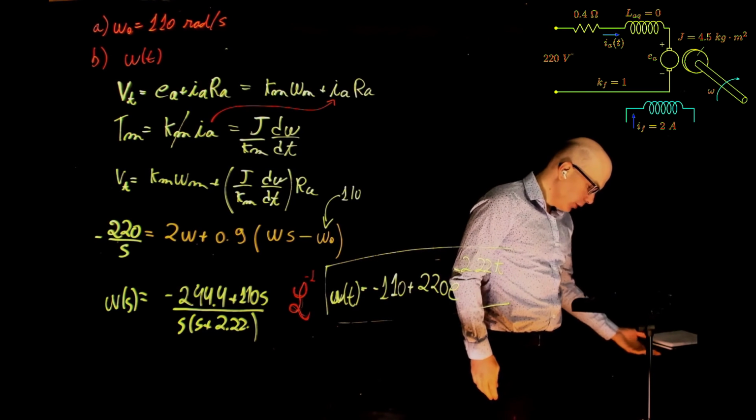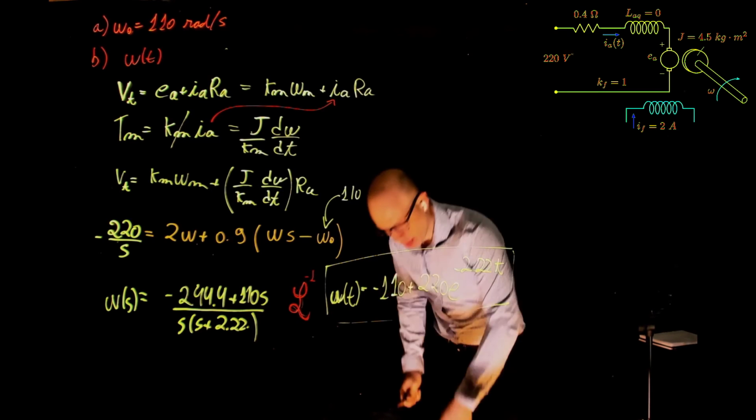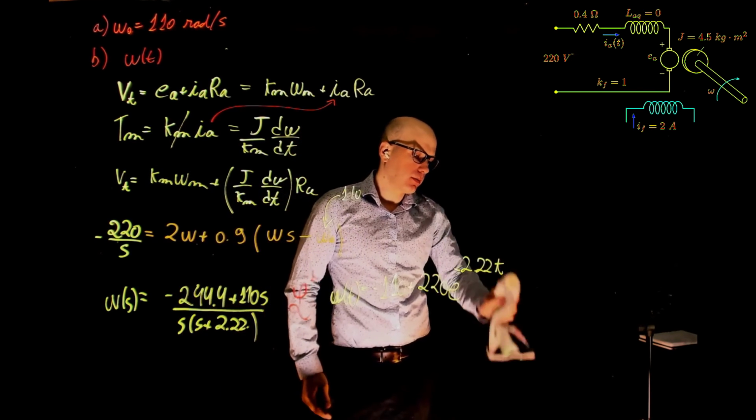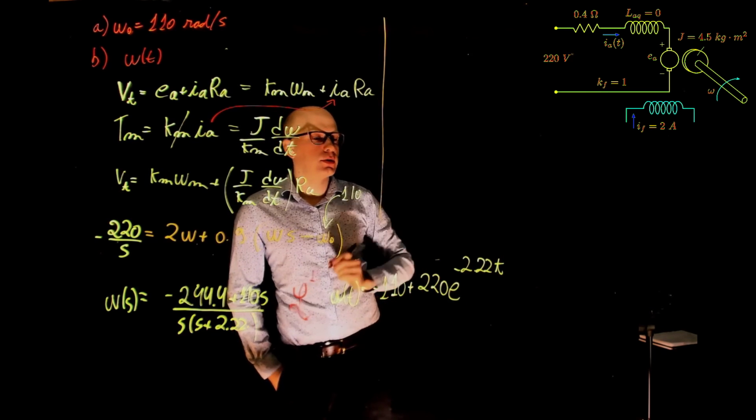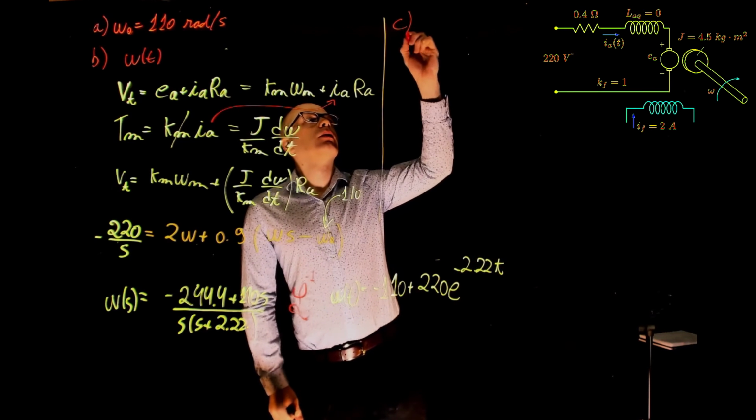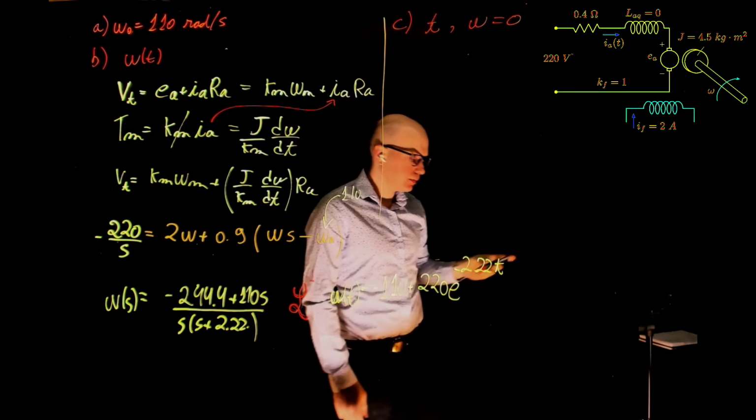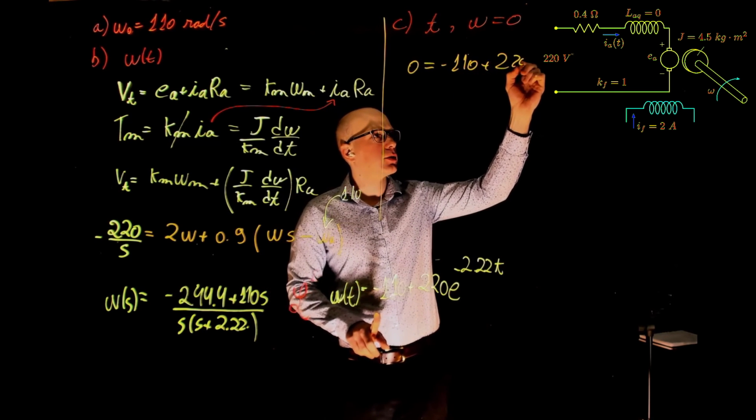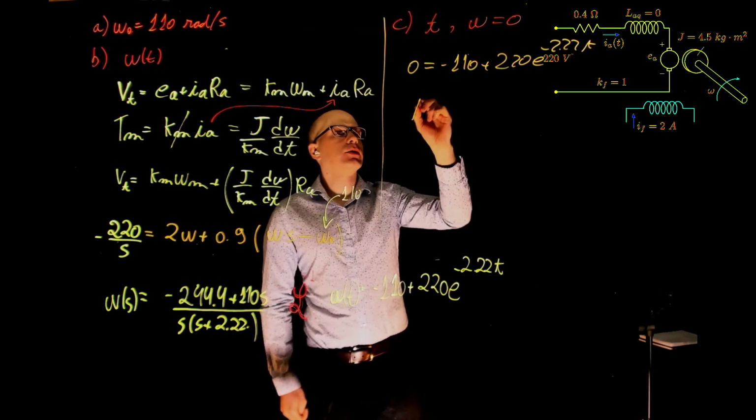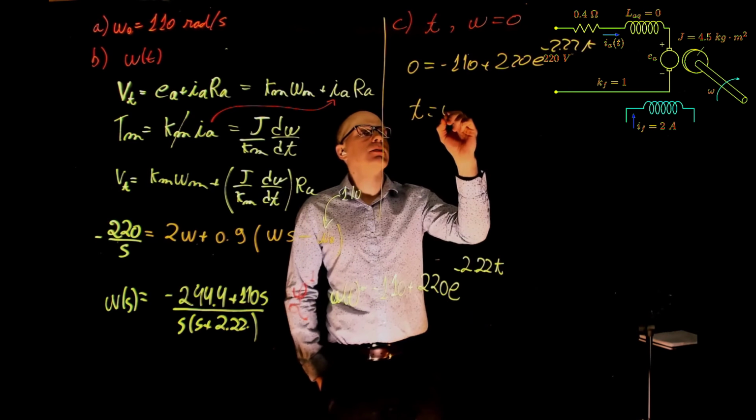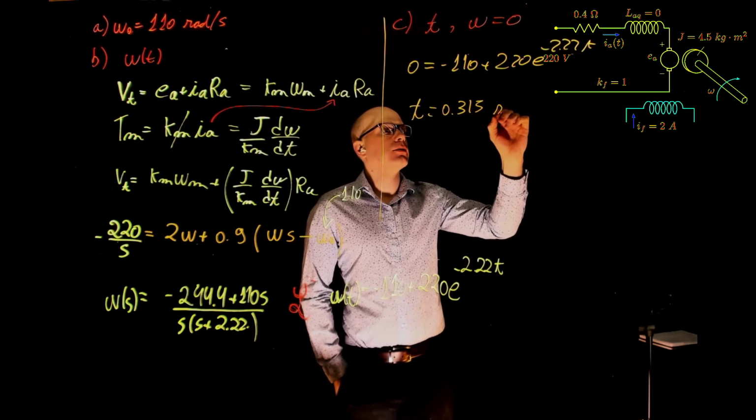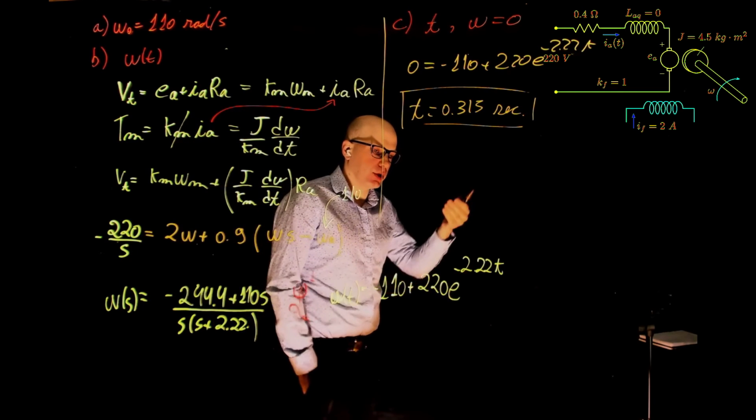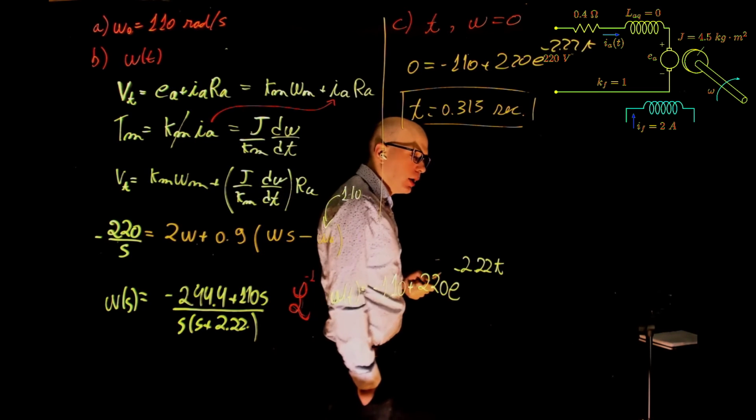And now the next question is, how long does it take to stop? Time required for the motor to stop. How do we calculate that? Set omega to 0. That would be question C. Time for omega equals 0. So take this equation: 0 equals negative 110 plus 220 exponential of minus 2.22t. So for t, well, this is simple. I think I can afford to skip this. It is 0.1315 seconds. That's how long it takes to stop. Of course, it won't stop on its own; it will just reach 0, and then you have to turn it off, or it will start spinning in the opposite direction.